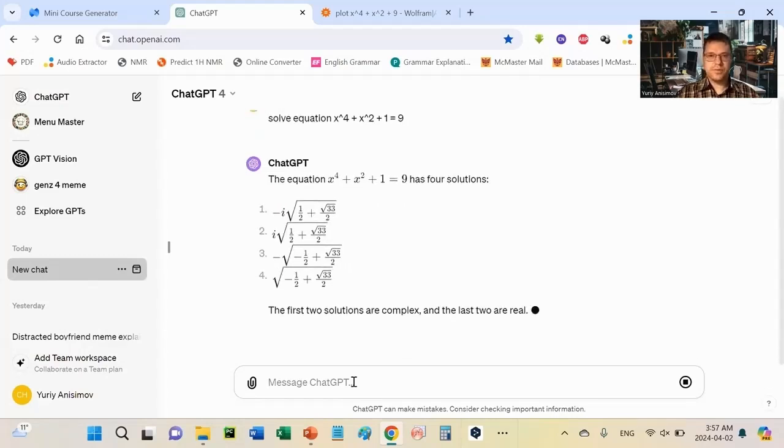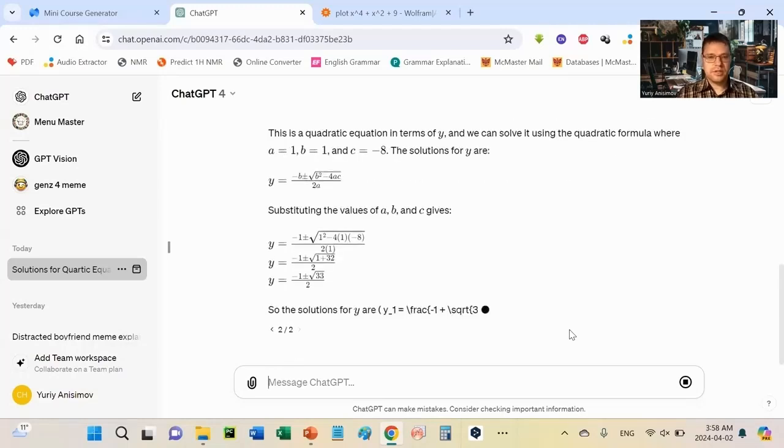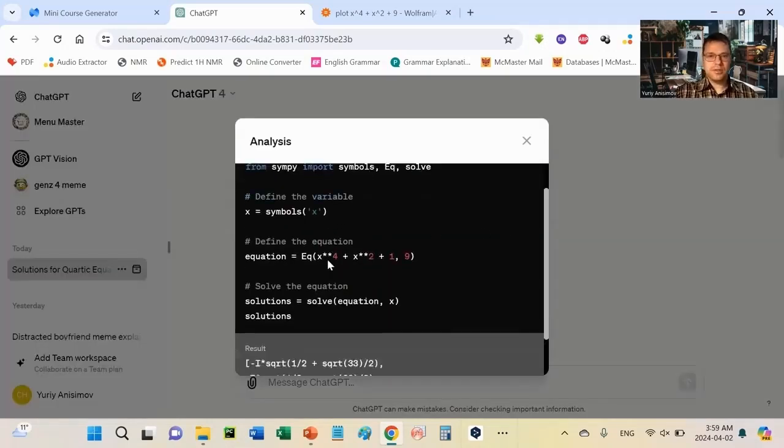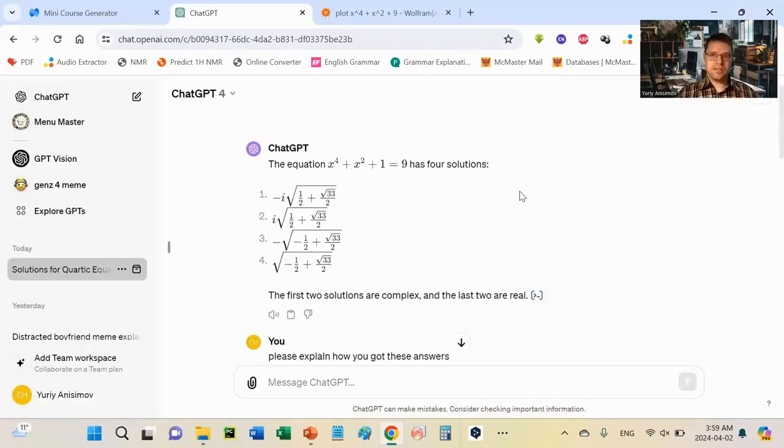Alright, so it has found 4 solutions, and we have got answers almost immediately. So you see it has 2 complex solutions and 2 real solutions. That's good. If, for example, you don't know how GPT got these answers, you can ask it to explain. Explain how you got these answers. Right, so it simplifies the equation first, then uses the quadratic formula. If you have any doubts, you can always open the code. It's here, right? So this is the code in Python. If you're familiar with Python, you can verify this solution. But I would say this solution is correct, so I know that.